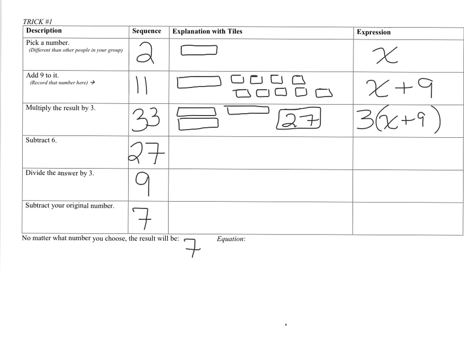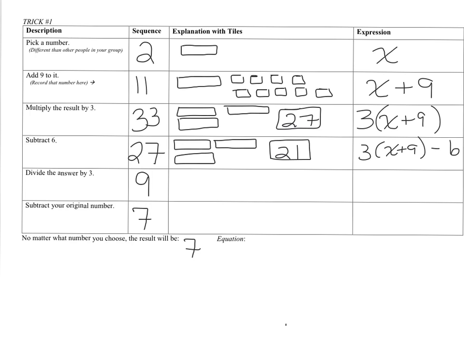All right, so now we're going to subtract 6. So looking at your tiles, if you have 3 X's and 27 ones, and I asked you to subtract 6 ones, well, how many ones do you have left? You have 21. So right now, everybody in the room at this stage has 3 X's plus 21 ones. Okay? So we're just going to build on to the expression. So the expression now was 3 times X plus 9, and then we subtracted 6. So we just do minus 6 at the end.